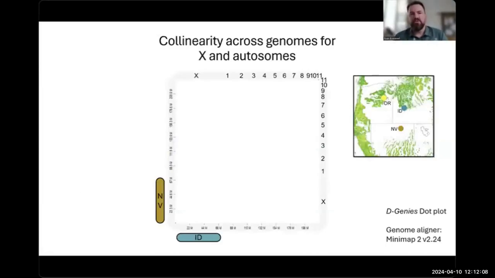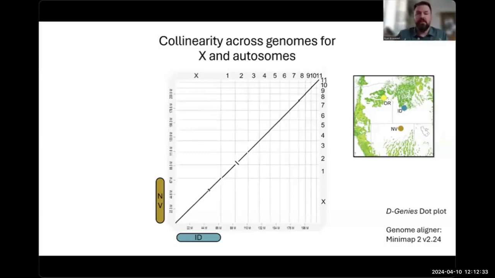One of the things we were very interested in is looking at collinearity across genomes for the X and the autosomes for all of these different populations: Oregon, Idaho, Nevada. I'm not going to show them all here today, but I'm going to quickly show you what Nevada and Idaho look like. So this one and this one. What we would expect if these are perfectly collinear is that we should just get a line right on the diagonal as we compare these two genome assemblies. And that's pretty much exactly what we see. The X chromosome looks to be collinear with the other X chromosome. We do pick up what looks like a small inversion on chromosome 2, but by and large, comparing X chromosomes and autosomes across all three populations, the genomes look very, very similar and are very collinear.